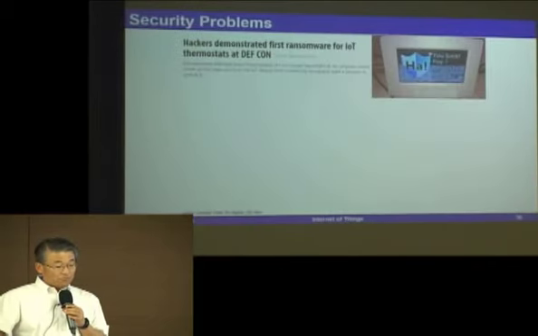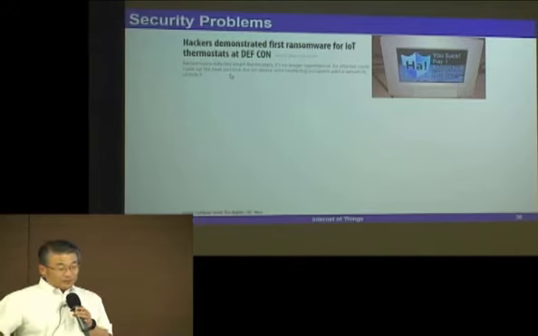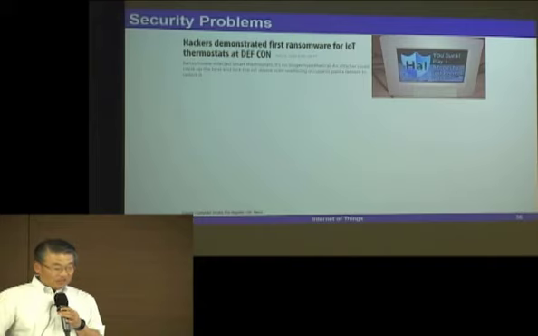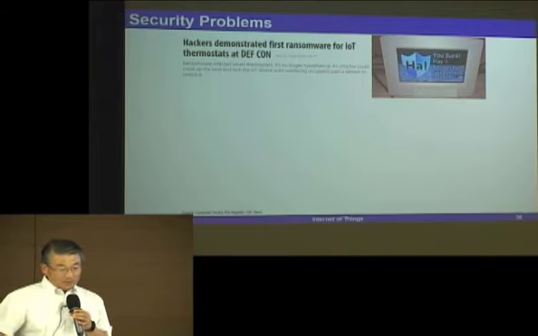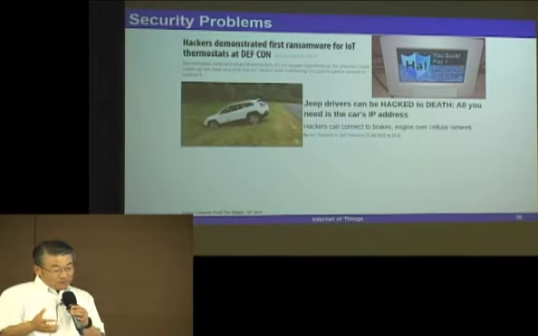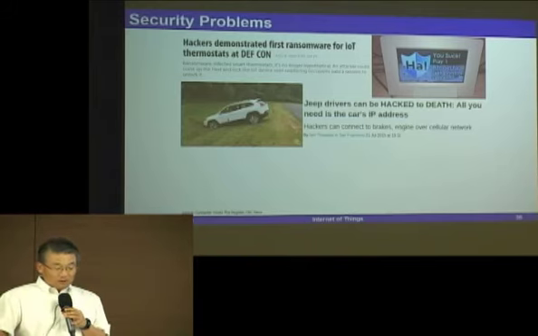Okay? For example, hackers have demonstrated the first ransomware for IoT thermostats. They keep raising the temperature of someone's thermostat and then asking for money. Otherwise, they will continue to raise the thermostat and make you feel like you were in a furnace or something. Recently, a Jeep, the American car, has been hacked by hackers to control motors and things. This is very dangerous, right?